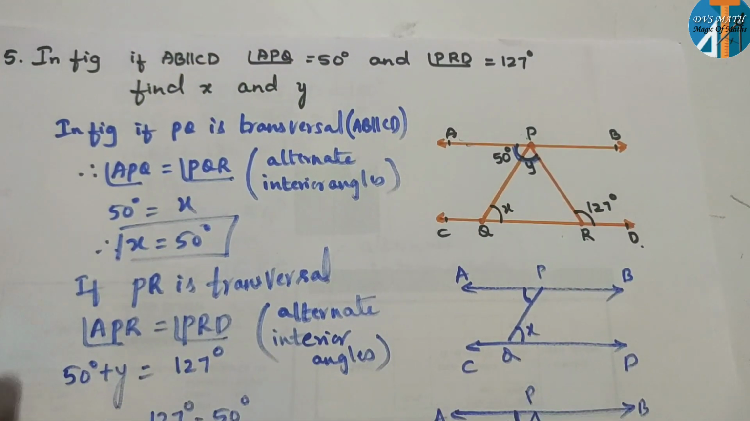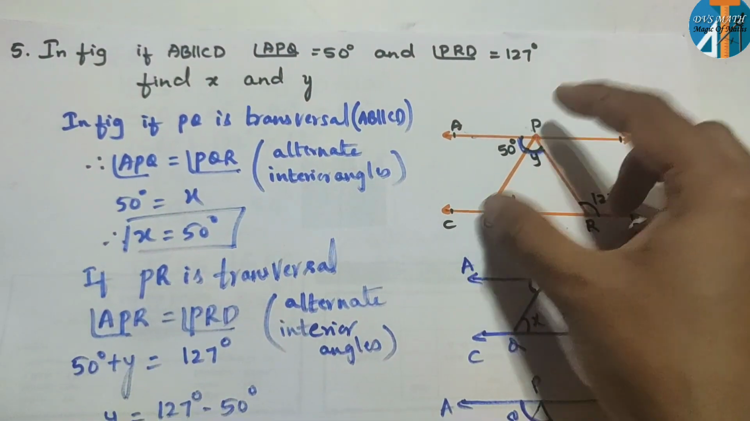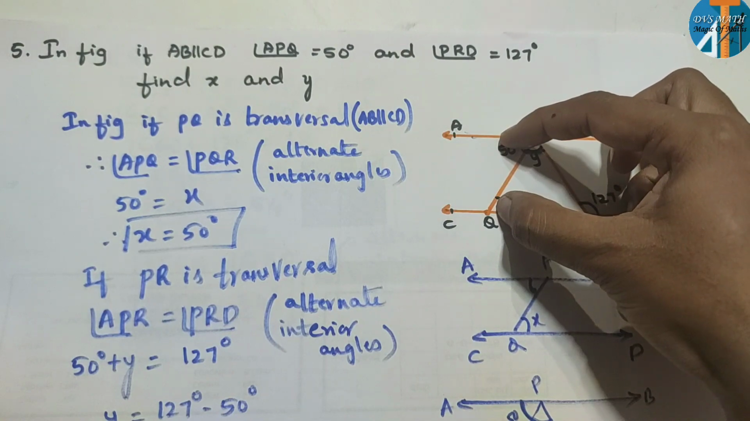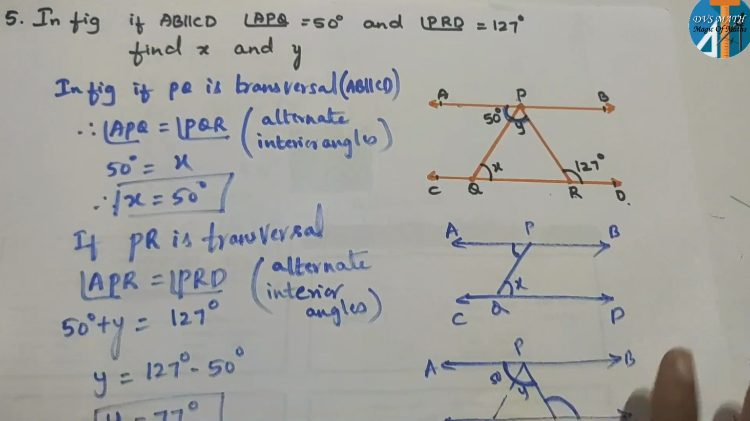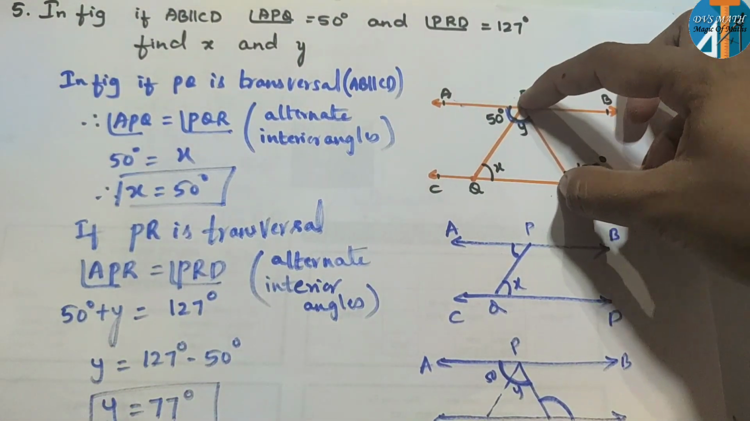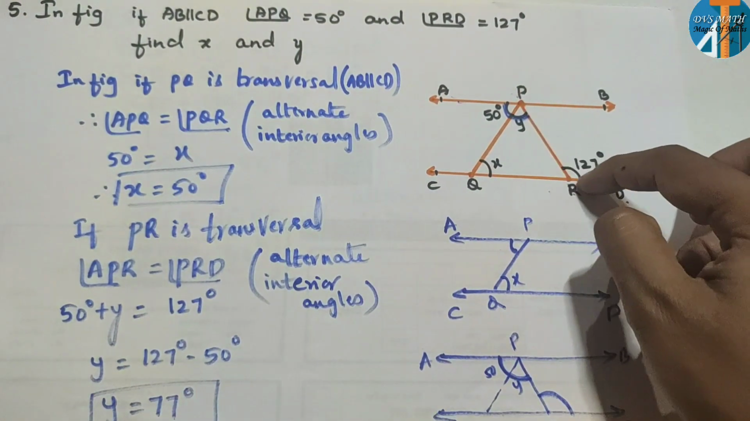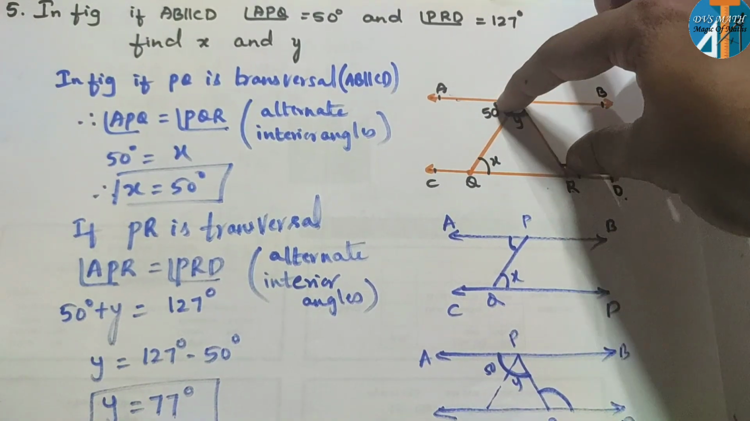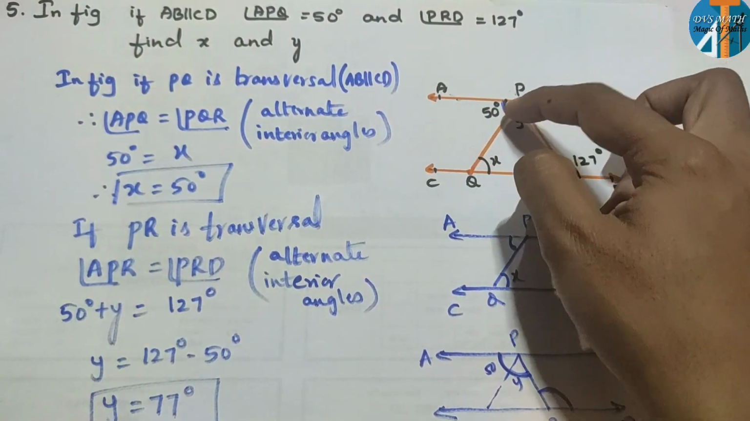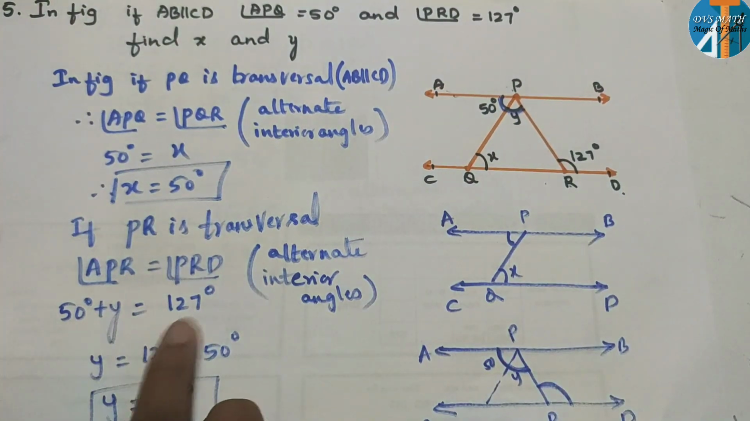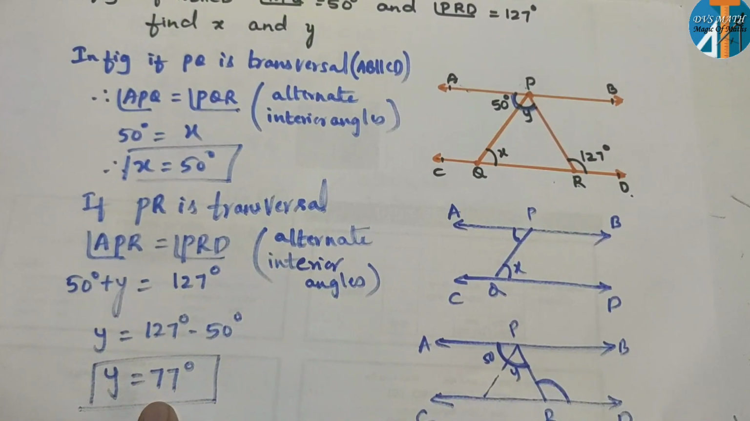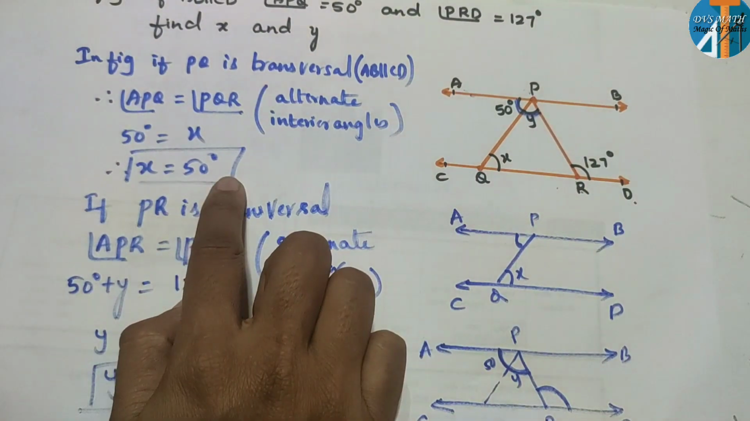It is very simple. First you take PQ as a transversal. These two angles become alternate interior angles. So if this is 50 degree, this is 50 degree. So you got the x value. Then if you consider PR as a transversal, this whole angle will be equal to this whole angle. Again these two are alternate interior angles. But this whole angle is a combination of 50 degree plus y degree. So now if you substitute that and subtract, you will get y is equal to 77 degree, x is equal to 50 degree.